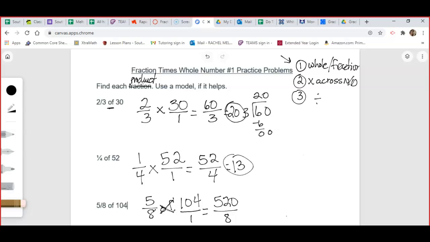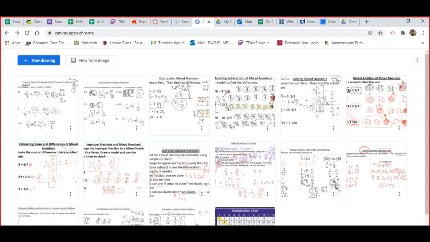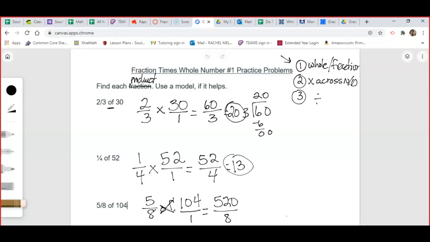All right, so our last step is to divide. Okay, now don't get yourself confused because, oh my gosh, I gotta go back here. We have such a huge number. It's not that huge.